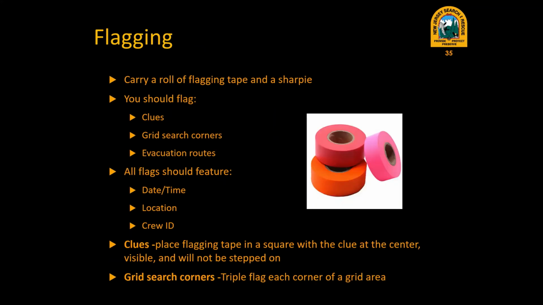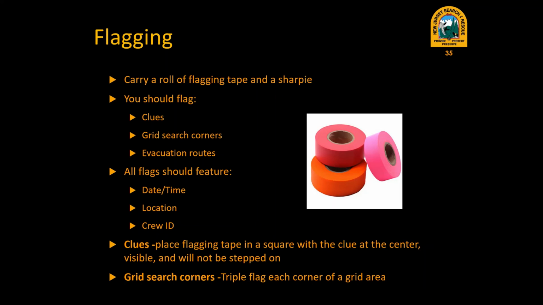All right, we've covered almost all of the basics, and the last thing to talk about is flagging. First, make sure in your pack you have a roll of flagging tape as well as a Sharpie so that you could write on that flagging tape. You're going to use this flagging tape in a variety of different areas. You might use it to flag clues. You might use it to flag the corners of a grid search area. You might use it to flag an evacuation route.